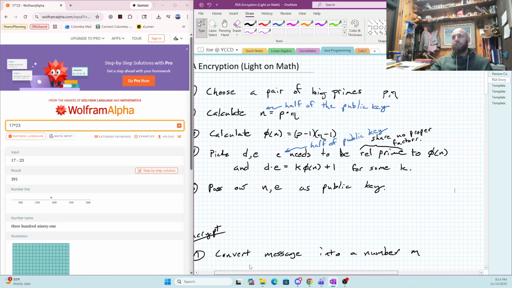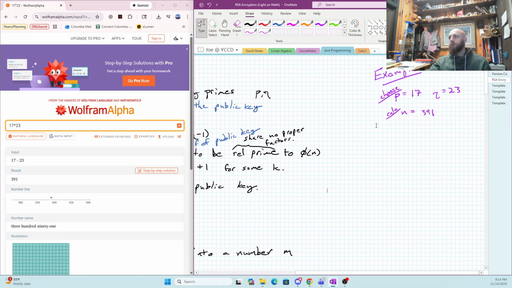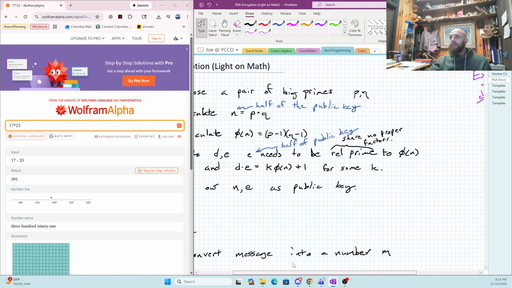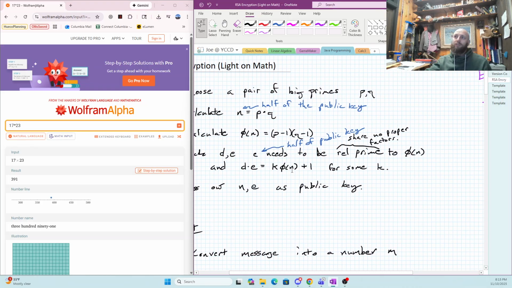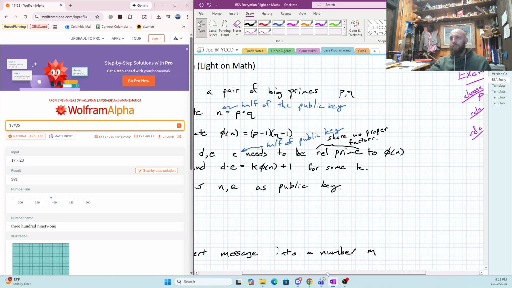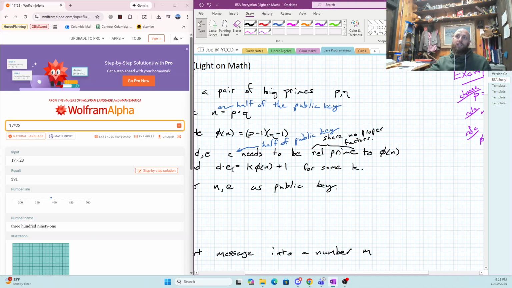All right, next, we need to calculate the totient, which is p minus 1 times q minus 1. So totient of n is going to be 16 times 22, which in my case here happens to be 352. And then we need to pick D and E that are relatively prime, and they need to satisfy this equation. Okay, so I need D times E to be some number times 352 plus 1.